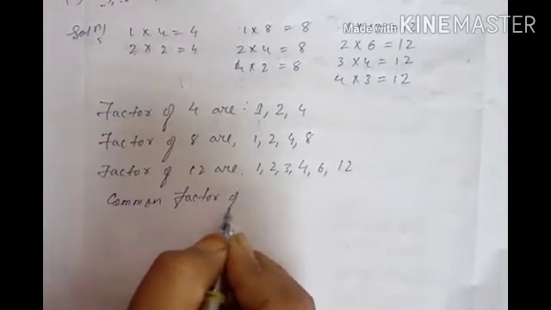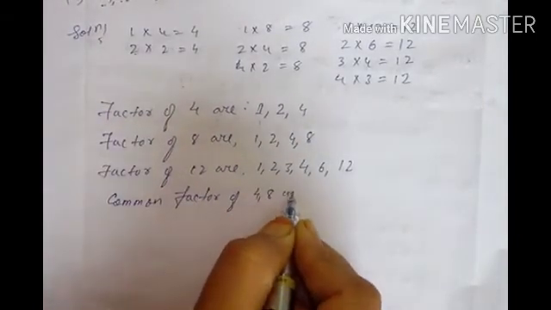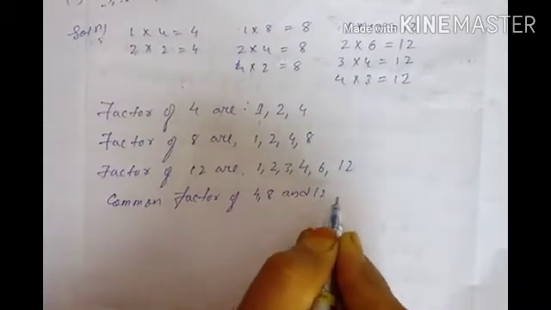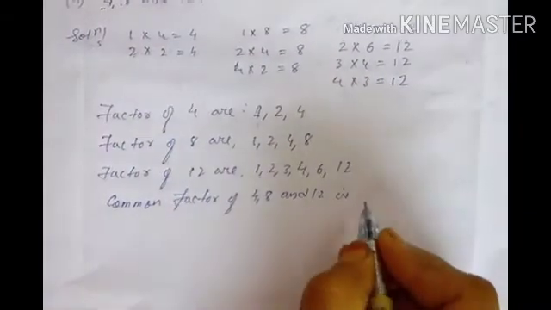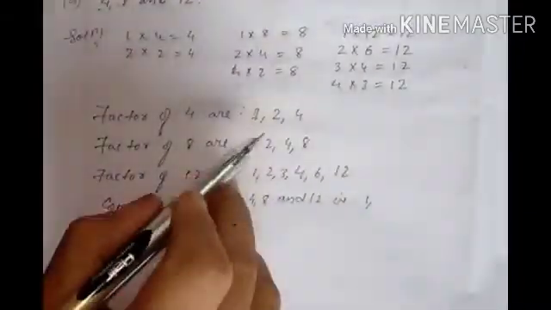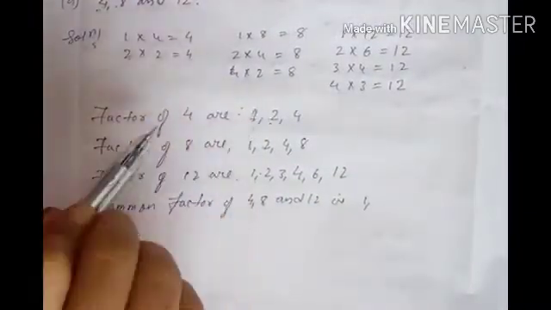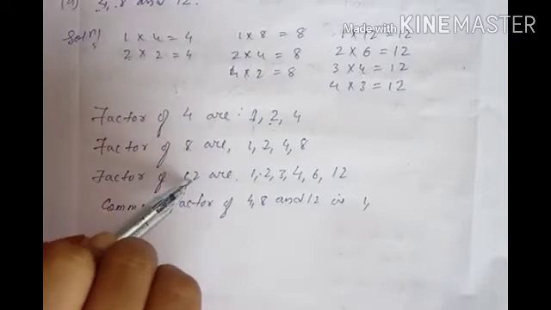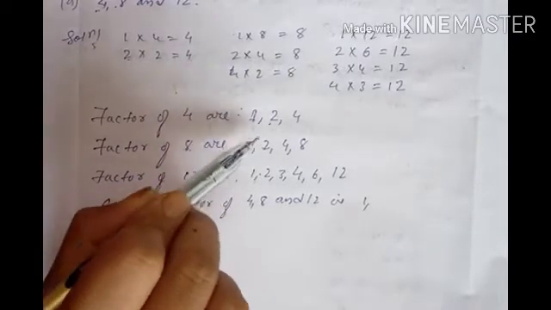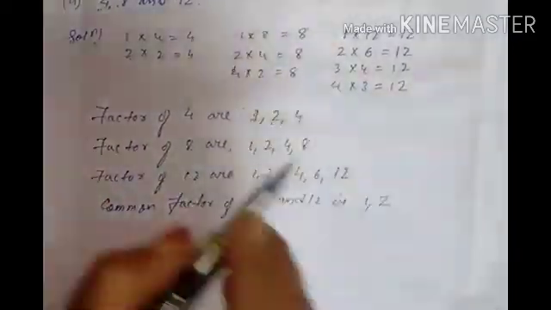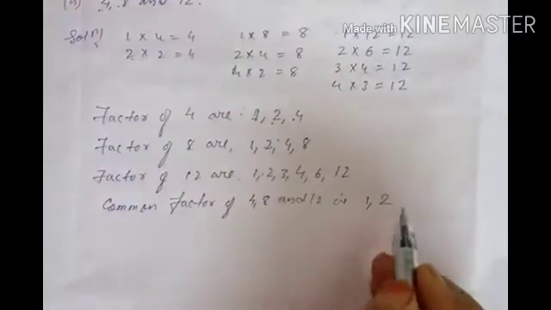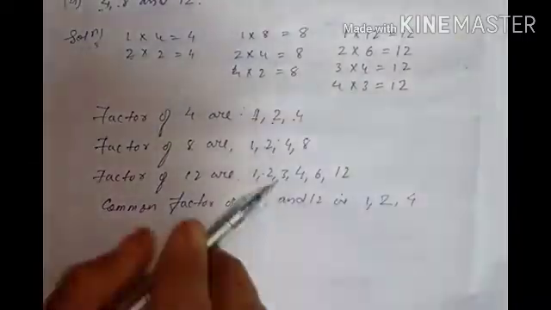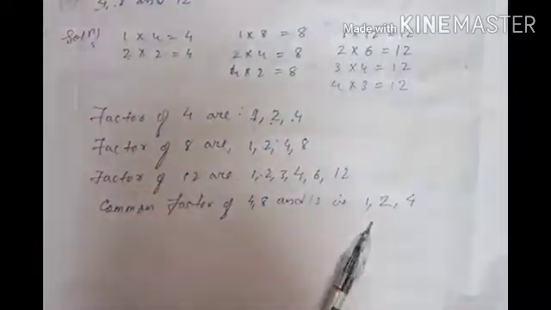The common factors of 4, 8 and 12: which is common here? 1, 1, 1. So you can write 1 as a common factor. Now 2, 2, 2. So in the factors of 3, 2 is common, so you can write 2. Now you can see 4, 4, and here also 4. So 4 is also a common factor. Now there's no other number, isn't it?